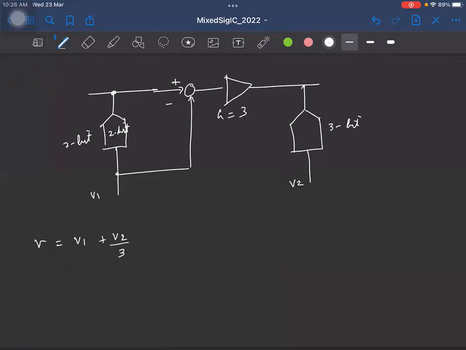Okay. So now let's say V1 is 2 bits. So I'll have say some X1, X2, right? V2 is some 3-bit output. So it will be some Y1, Y2, Y3. And again, remember that I'm aligning MSBs. That's all you have to do. So these are all zeros here. Okay. So now how will V2 by 3 look like?